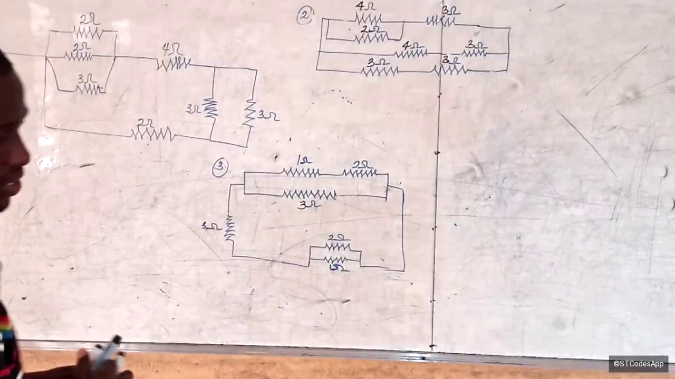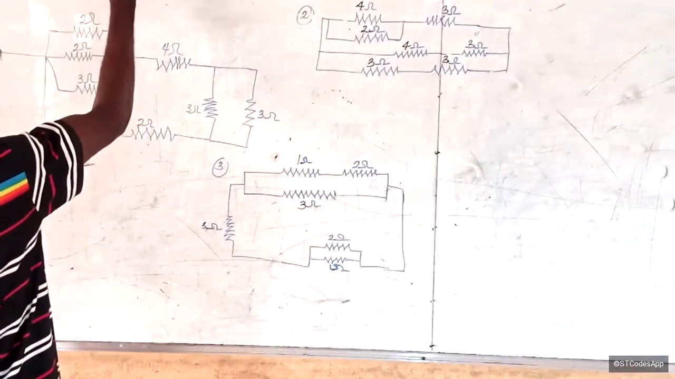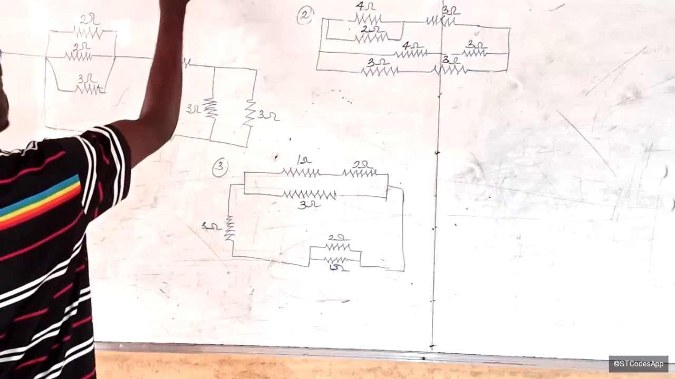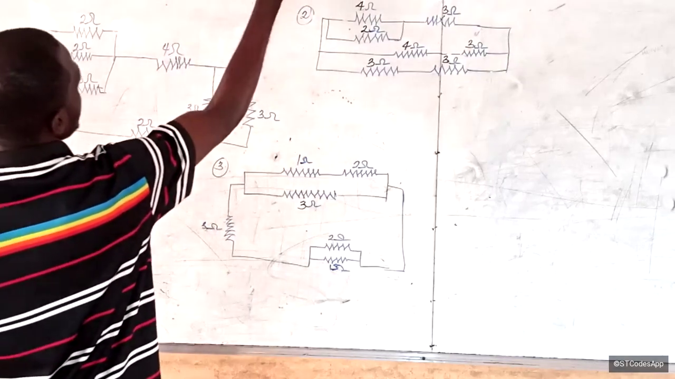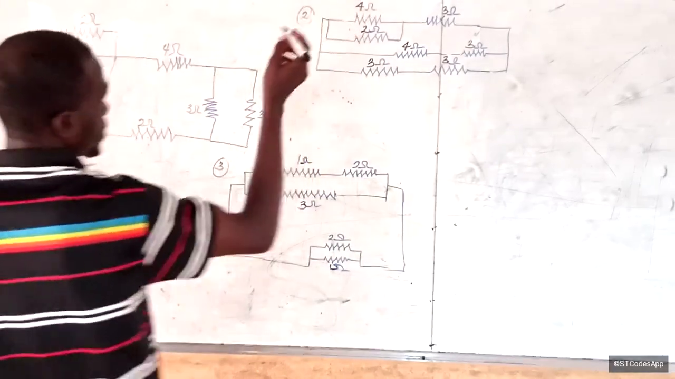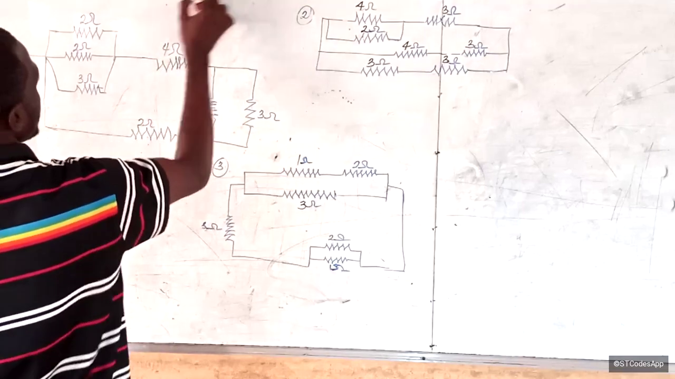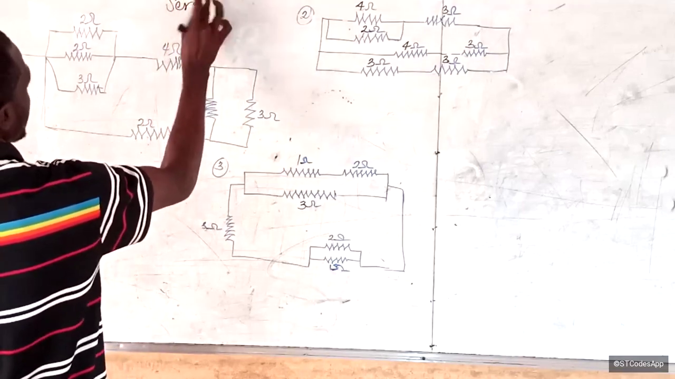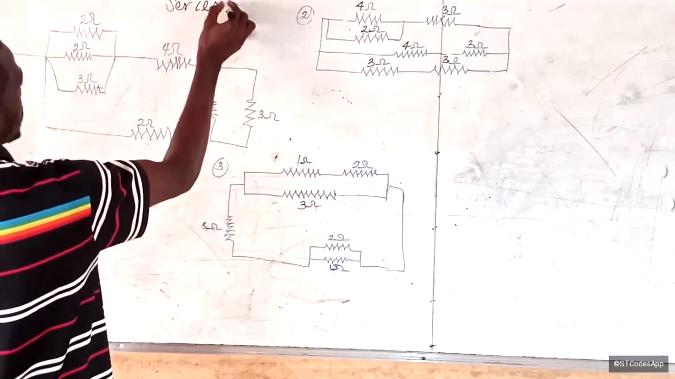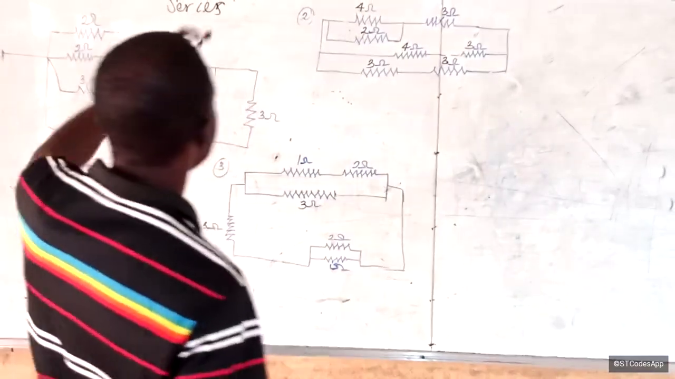So how do you resolve a circuit? Resolution of circuit. Circuits can be connected in parallel and series, right? And what we mean by circuit here is the resistors of the circuit. The resistors can be connected in parallel and series.